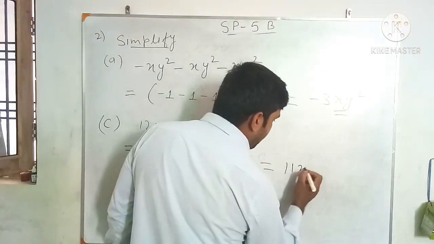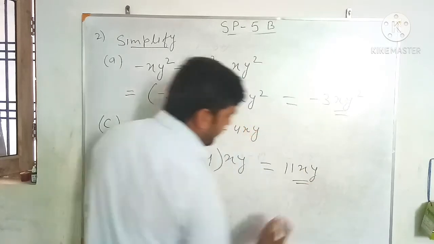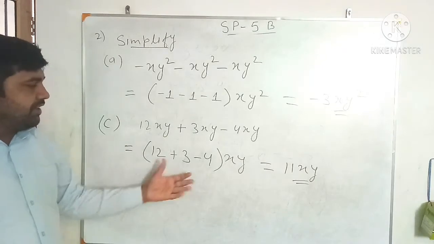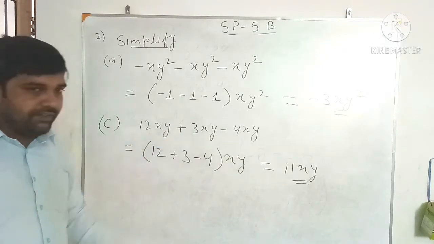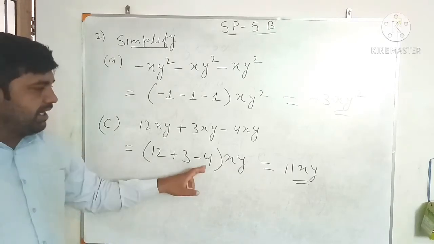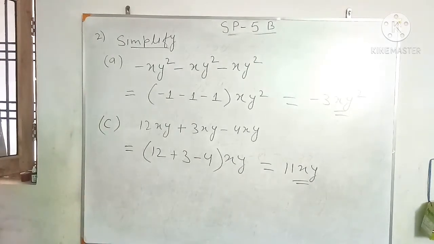So the answer will be 11xy. In the brackets we add all the numerical coefficients of the given terms, and after that we multiply the variable. 12 plus 3 is 15, minus 4 is 11xy.